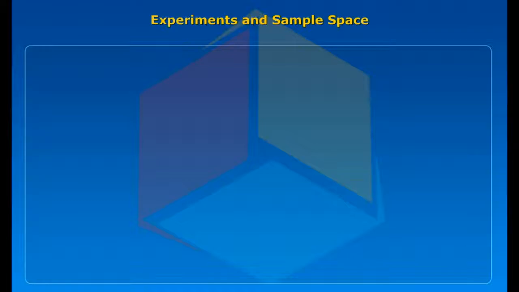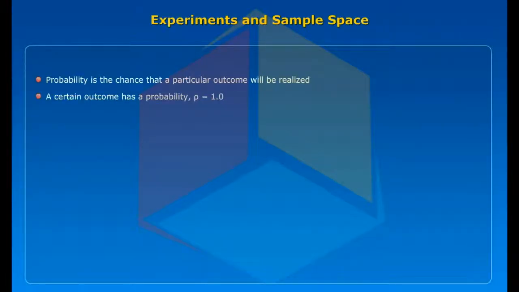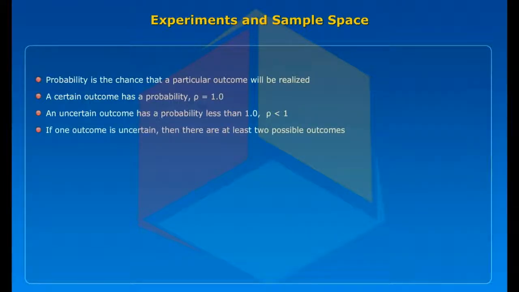Experiments and sample space. Probability is the chance that a particular outcome will be realized. A certain outcome has a probability ρ of 1.0. An uncertain outcome has a probability less than 1, that is, ρ is less than 1. If one outcome is uncertain, then there are at least two possible outcomes. The sum of the probabilities of all outcomes is equal to 1, that is, sigma of ρ is equal to 1. That is, one of them will occur.